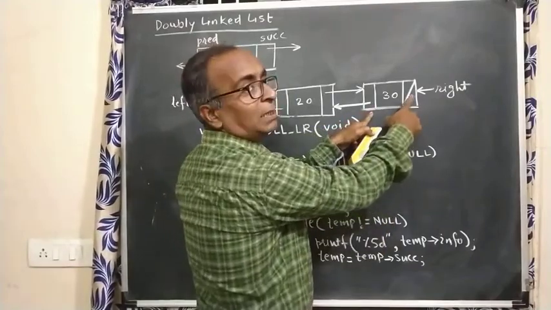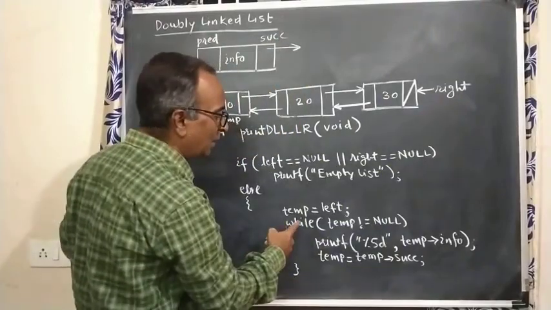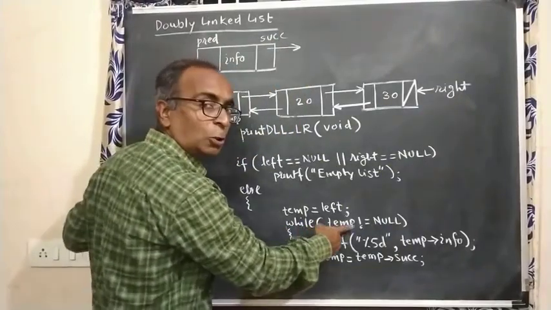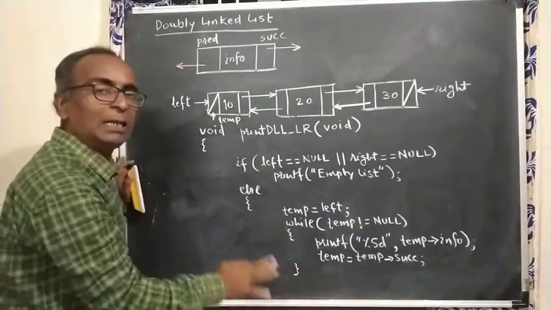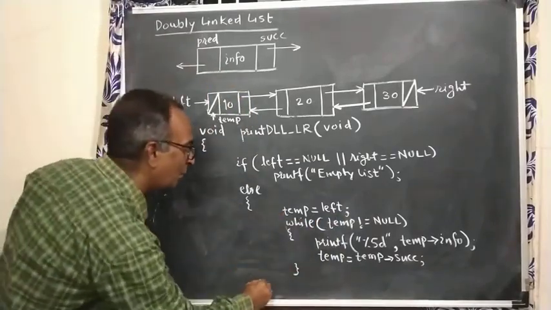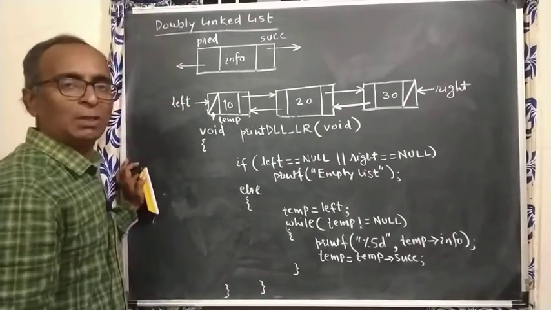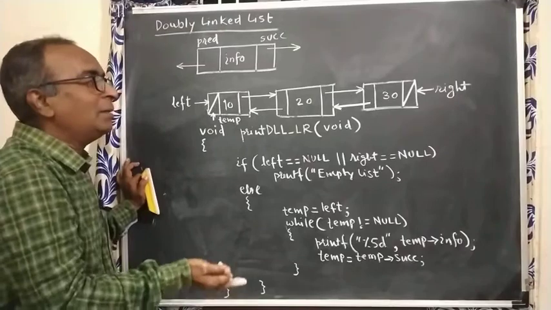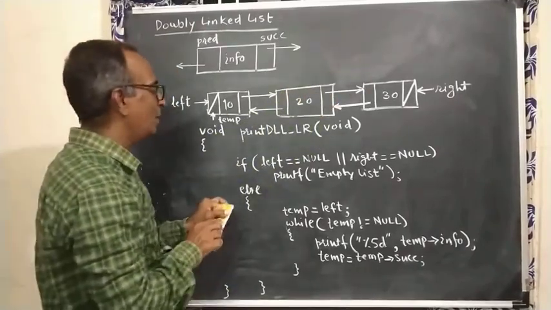What is temp's successor? It contains null. This temp will become null. When it comes here, temp is not null check fails, since it is null, and it will come out of this loop. This means the entire linked list has been printed from left to right. That's it, this function is over. If you want to print this from right to left, what changes will you make?